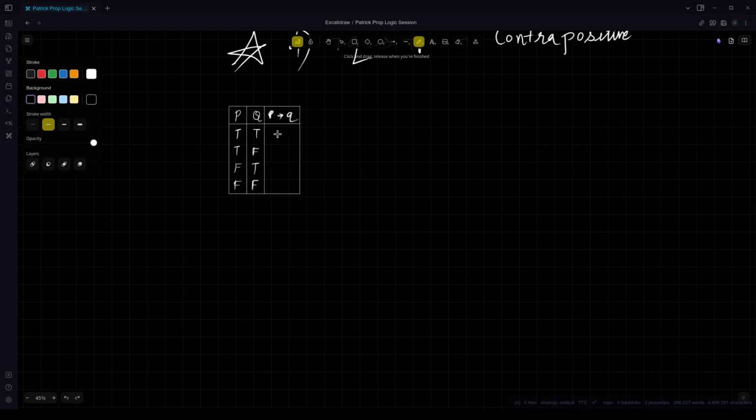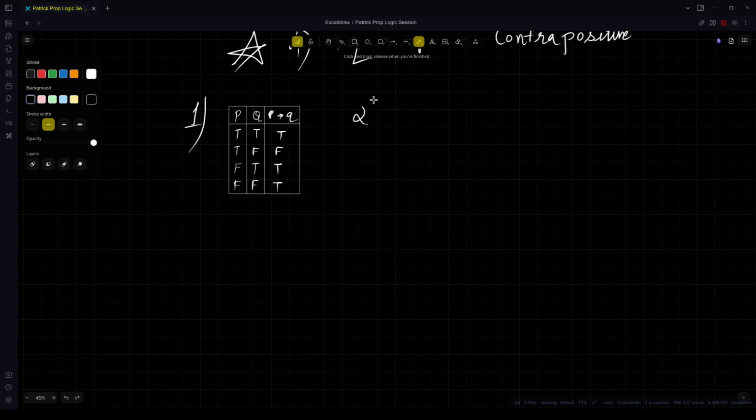So this is just the regular implication? This is just the conditional we were doing before, right? Yes. So we got two truths, so it's a true, and then a false, and two truths. Okay. Cool.